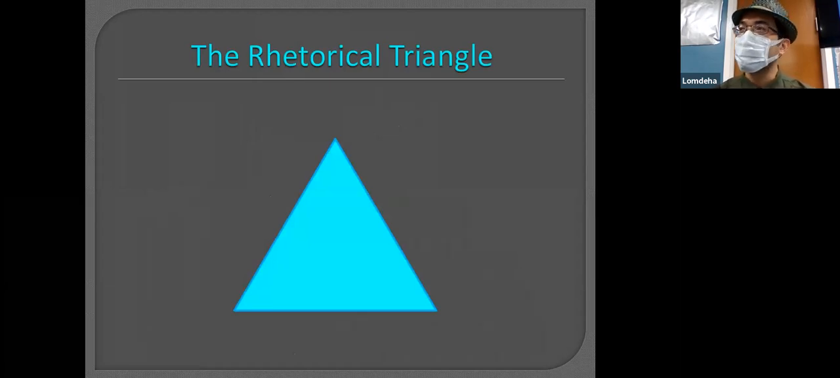The rhetorical triangle is in the middle. You have the text itself, and the text is a product of the interactions between this new term, rhetor, which is a term that we'll use to describe a speaker or writer. It's easier if you just use one term for it because you don't have to say speaker or writer every time. And the audience and the subject.